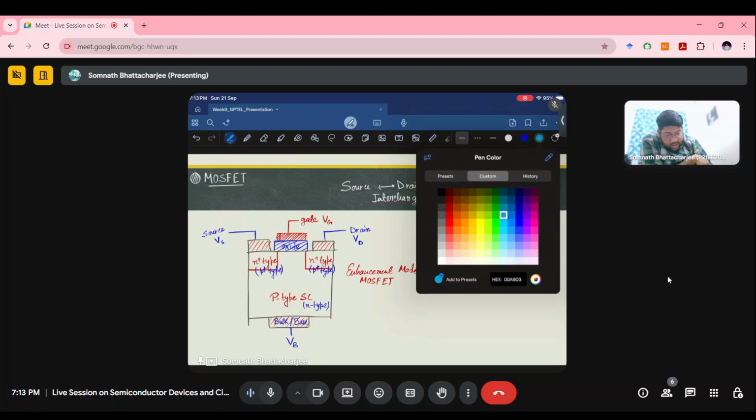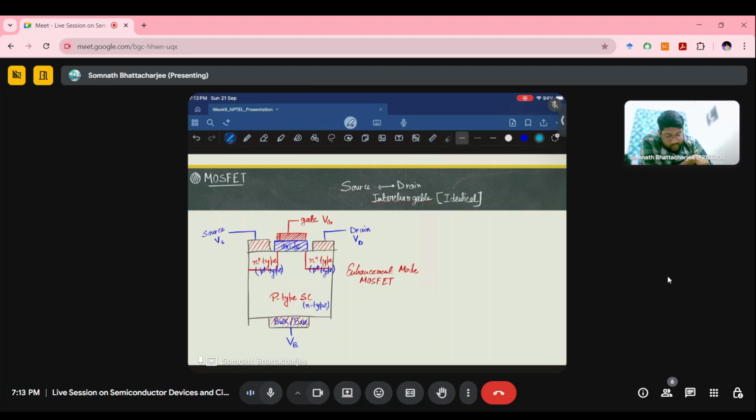Depending on the applied voltage between these two, VGS is defined by VG minus VS. Similarly, if we are applying a VDS, it is nothing but VD minus VS, the applied voltage on the drain terminal with respect to the source terminal. So the difference is called VDS, VGS and VBS. VBS is also the same: the applied voltage at the base or the bulk material with respect to the source.